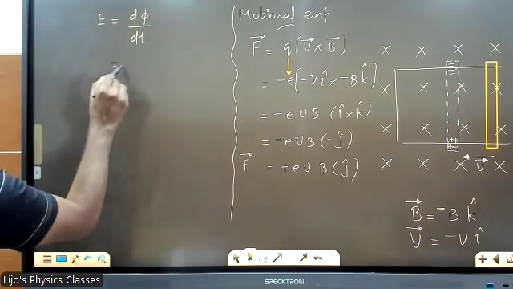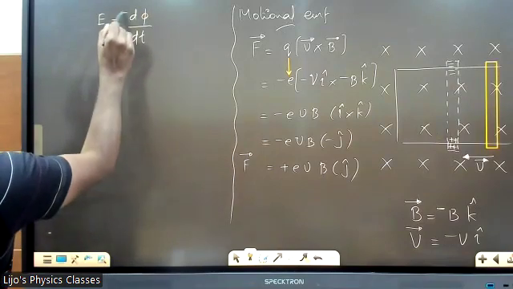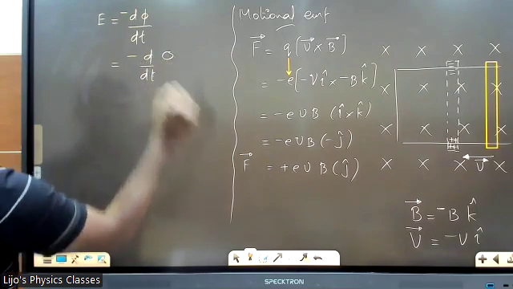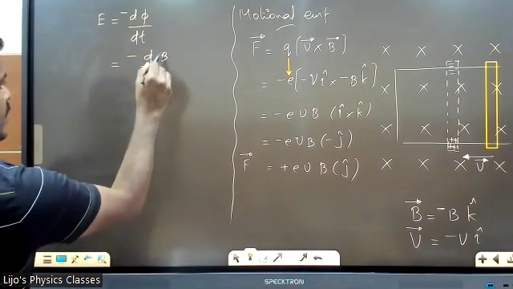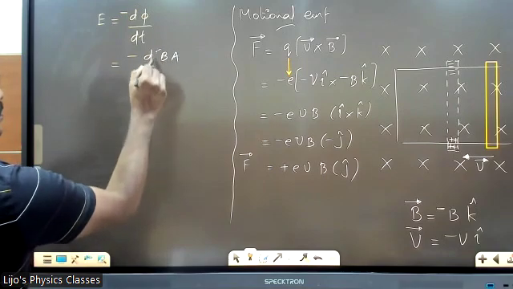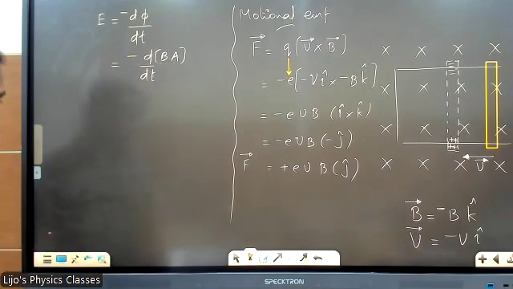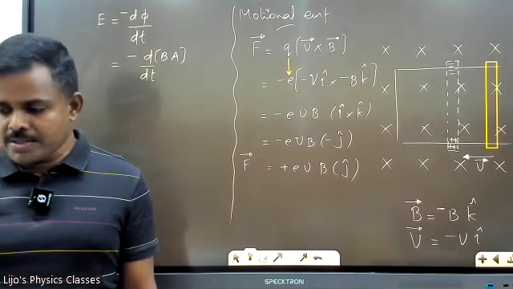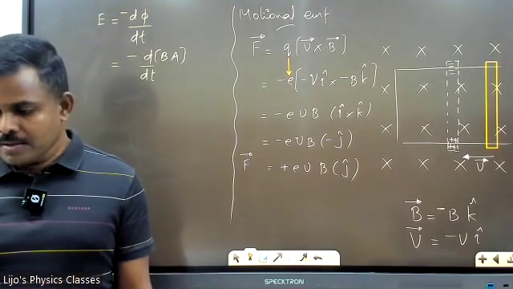Motional EMF is given by, write this. You can use Faraday's law to do this. Motional EMF is given by E is equal to minus d phi by dt.